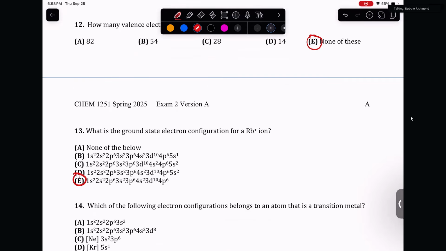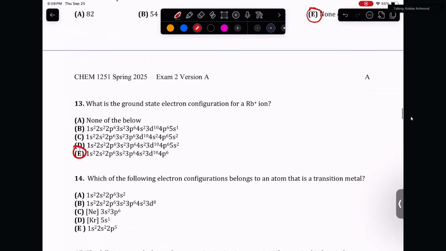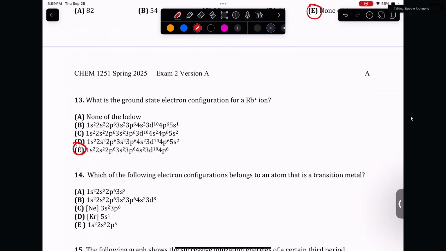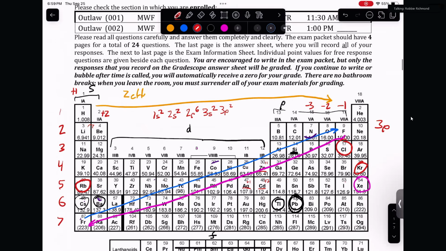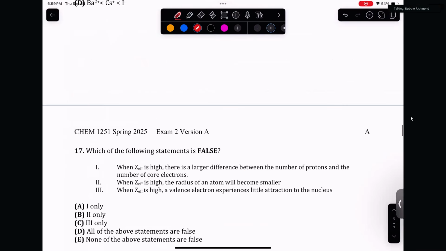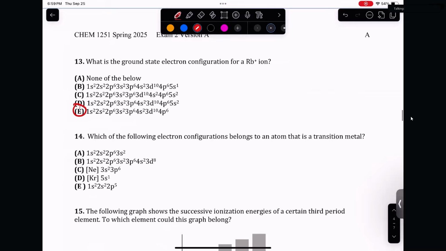Cool. 14. Which of the following electron configurations belongs to an atom that is a transition metal? Remember, we don't have to look at the identity of each of these elements. We can look at simply this D block right here. The D block is comprised of mostly transition metals. So if I see anything that ends with a d in the electron configuration, donuts to dollars, that's going to be our answer choice. Answer choice B.